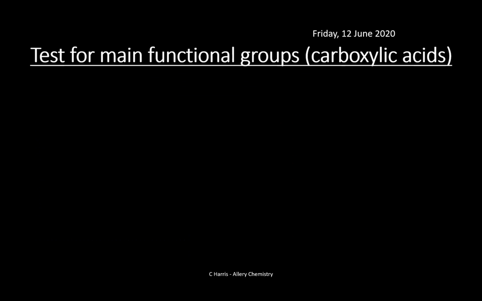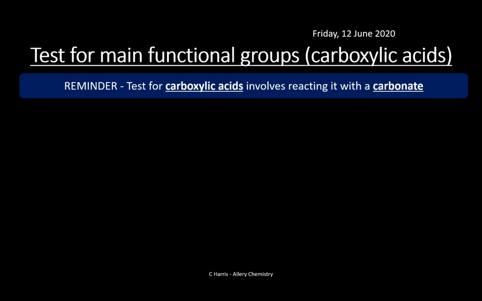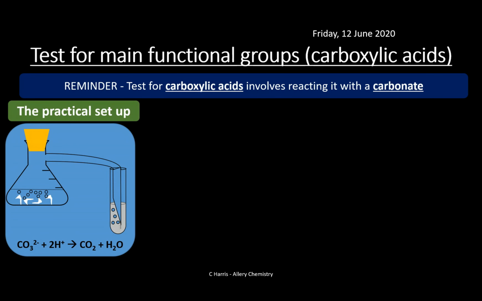Okay, so just back onto the theme of this topic, another test for a carboxylic acid. Obviously, we've seen how that's actually produced. You might have seen this before previously, so it's just a bit of a reminder. We test carboxylic acids by reacting them with a carbonate. So the practical setup looks a little bit like this. We have our carboxylic acid in here, whatever that is, and then we add a carbonate in here.